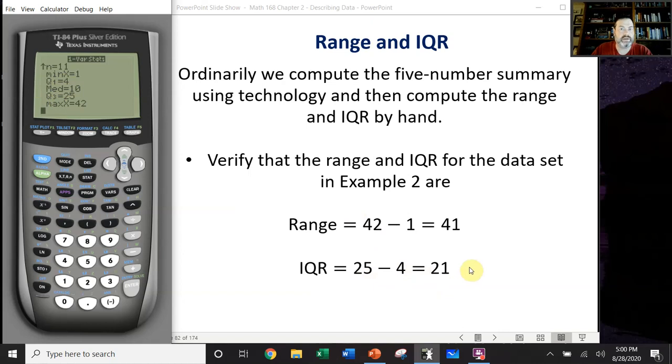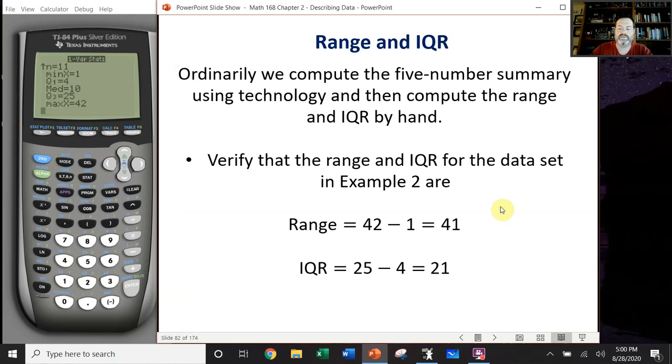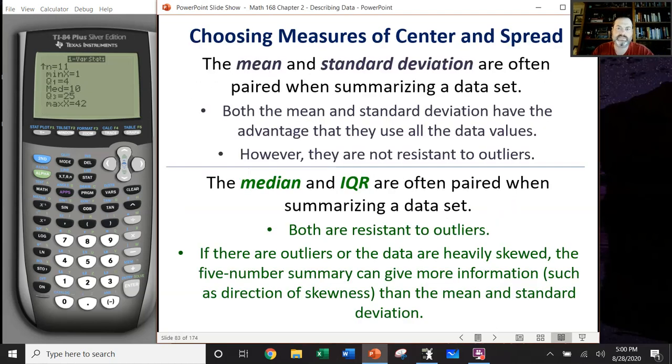Now that's using the calculator. If you were to do this in StatKey, you might get a different number because StatKey computes quartiles using a different process. But I'm just showing you with the calculator. Everything on a test is calculator only. Please do not use StatKey on a test.